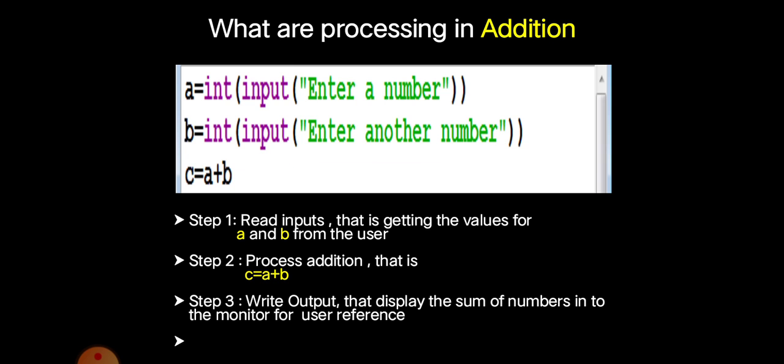Then what is the next step? Process addition. What is that? C is equal to A plus B. That is the process. The processing happens using inputs. Then what is the third step? Write the output. By whom is it given? That is from the interpreter to the user, just the reverse of the first step. The output is written by the interpreter to the user. That displays the sum of numbers on the monitor for the user's reference.